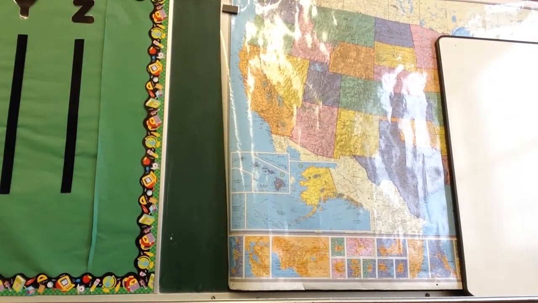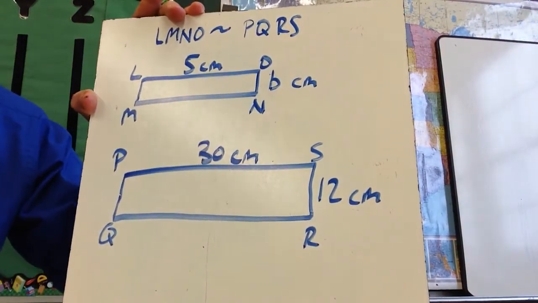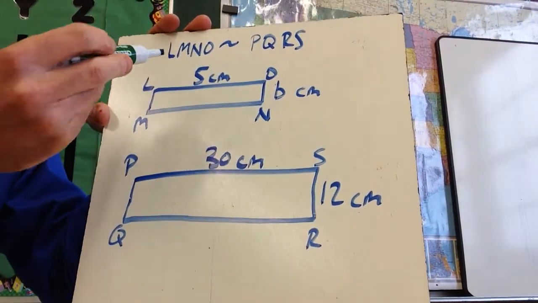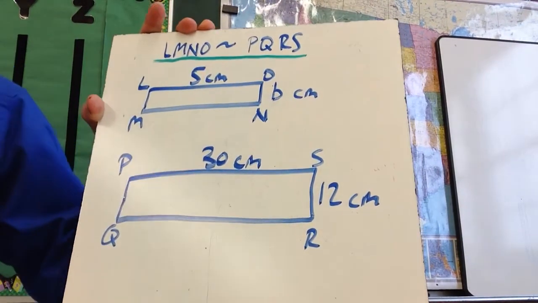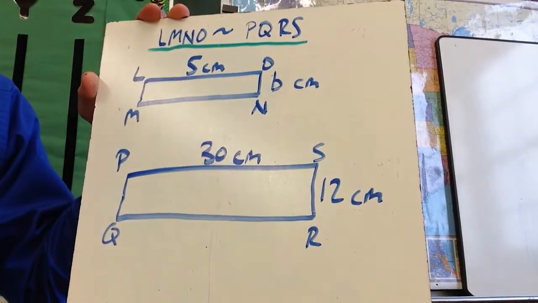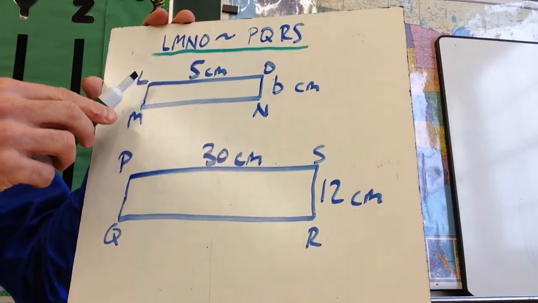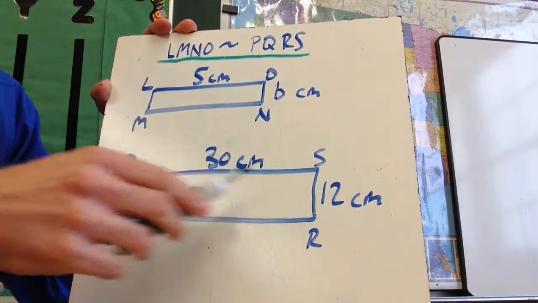All right, so then we could do this using a rectangle, and it's the same idea. Now I want you to see this notation because this is another way you can see the two figures are similar. This symbol, which is one squiggly line, means that they are similar. So that means that LMNO is similar to PQRS.